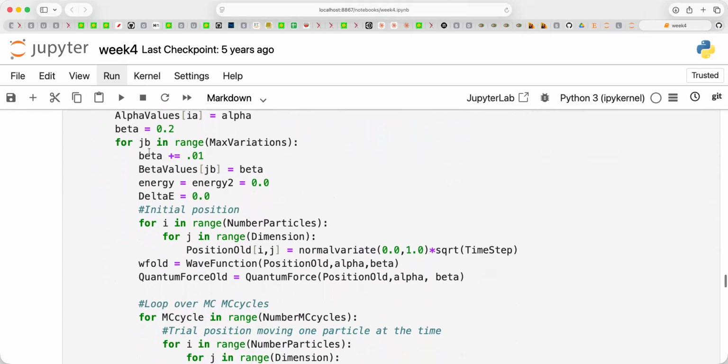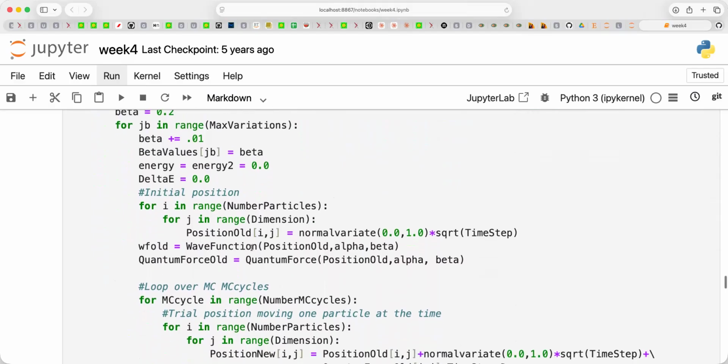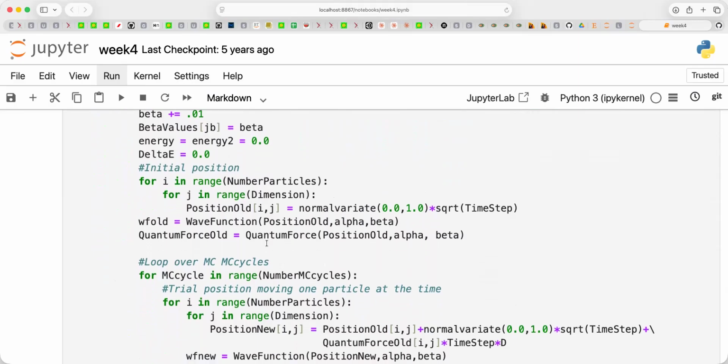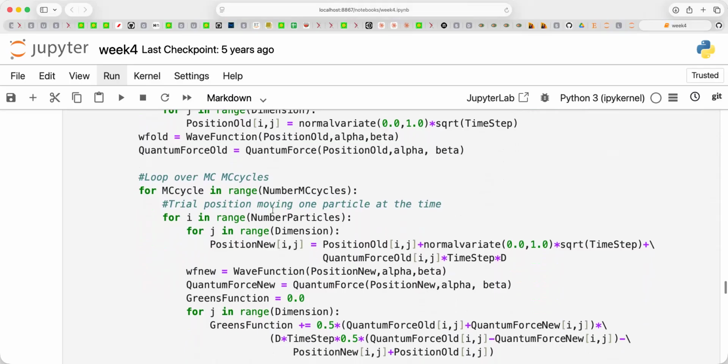And then when we have a loop over alpha and beta, the variational parameters, we are now setting up the position old, which is now given in terms of a normal distribution. So we replace the uniform distribution with a normal distribution for x and y if we are in 2 dimensions. So you see this loops over the dimensions of the problem. And then I have the old wave function, which is given by the position old and the variational parameters. And then I calculate also the quantum force. Then, when I've done that, these are the preparations. I have initialized energy expectation values to 0. I start the Monte Carlo machinery.